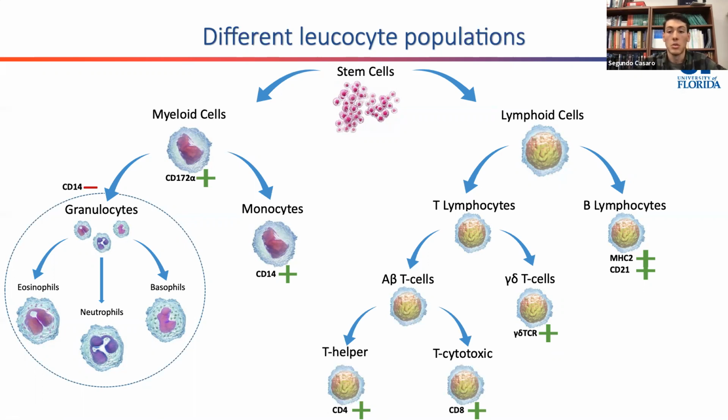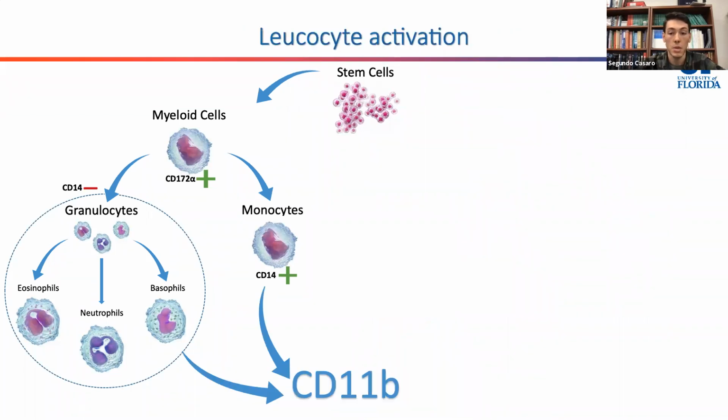In addition to this, we also wanted to see the leukocyte activation. For the myeloid panel, we used CD11B because it's expressed in the myeloid cells, and because it contributes to the firm leukocyte adhesion to the endothelium. Therefore, it plays a central role in the leukocyte migration from the peripheral blood to the inflammation site.